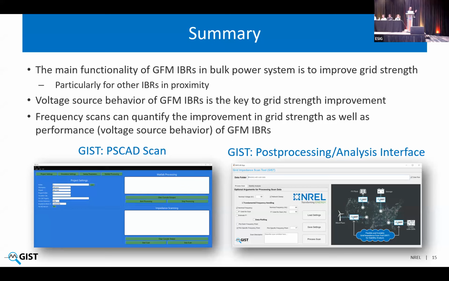But to summarize the grid forming part, the main point I want to make is that really we are looking for grid strength improvement from grid forming resources, and the grid strength improvement from grid forming resources comes primarily from their voltage source behavior. And now we can come up with ways to quantify that voltage source behavior, but that is really the core of why we are looking for grid forming.